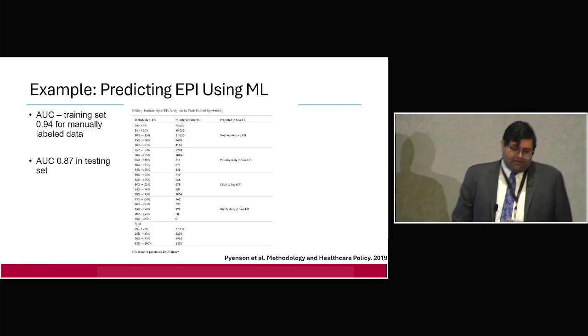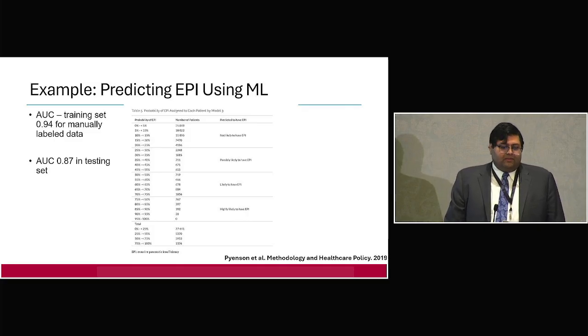What you can see in this figure, it's a little small, is that the model was able to say if someone was likely or highly likely to have EPI, and then link it to EHR flags to allow patients to potentially be tested as being high risk for undiagnosed EPI.